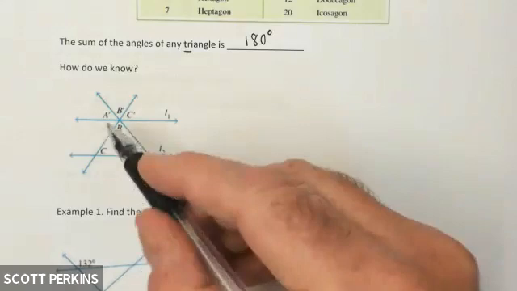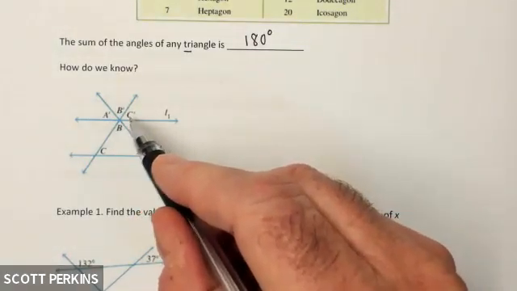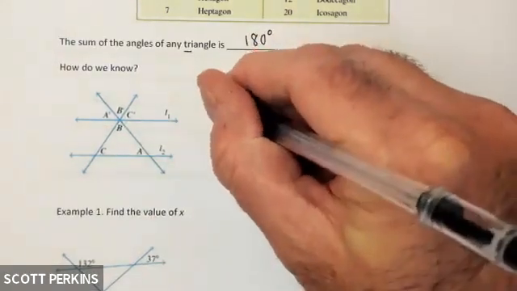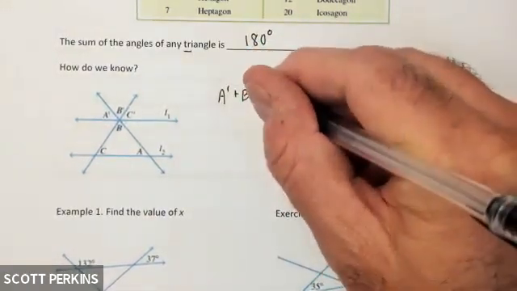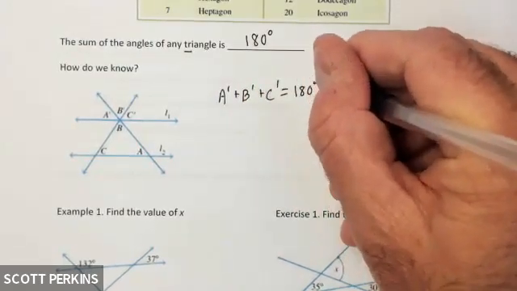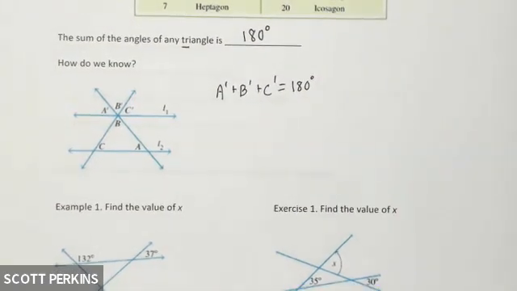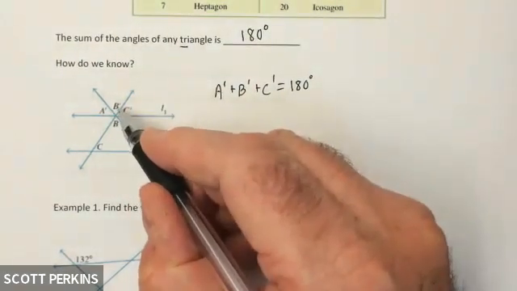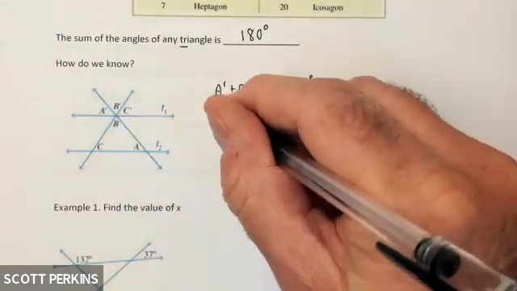Well, here's what I know: A with the apostrophe, B with the apostrophe, C with the apostrophe, they make a straight line. So I know that A plus A apostrophe plus B apostrophe plus C apostrophe is 180 degrees because they form a straight line. Then I could use my angle relationships, that B apostrophe is equal to B because they are vertical angles.